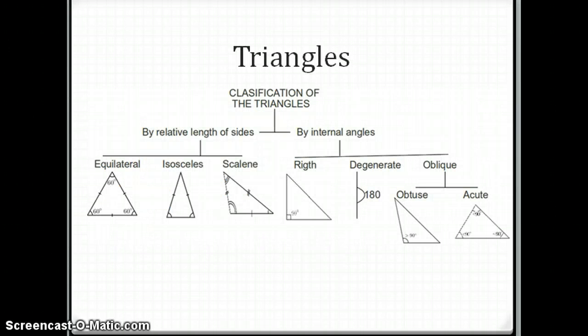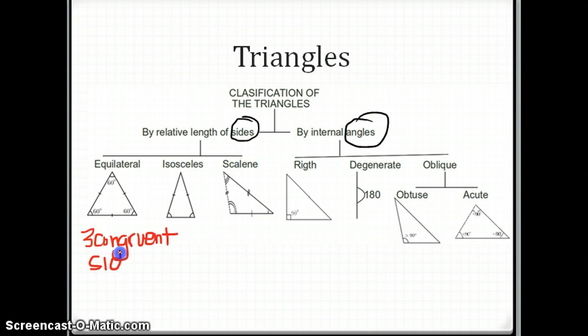Okay, so triangles can be classified into 2 different things. They can be classified by the number of sides that are congruent or by their angles. So an equilateral triangle is going to have 3 congruent sides. That means all 3 side measures are the exact same length. So maybe it's all 3, 3, and 3 centimeters. That's just an example. If we're isosceles, we have 2 congruent side measures.